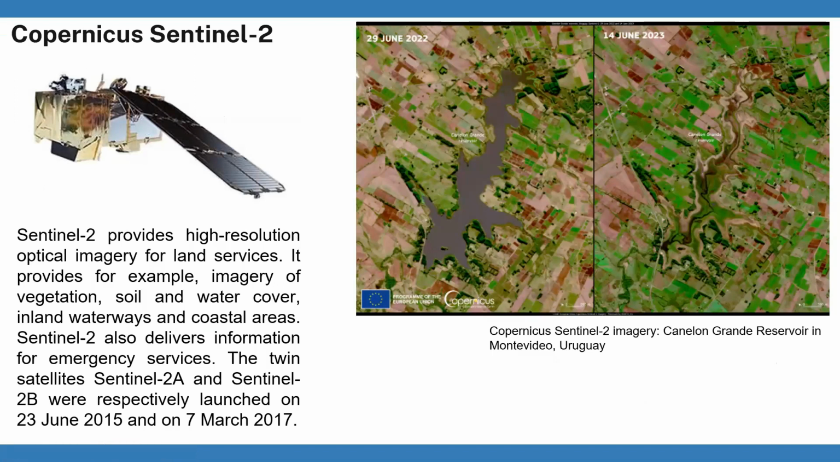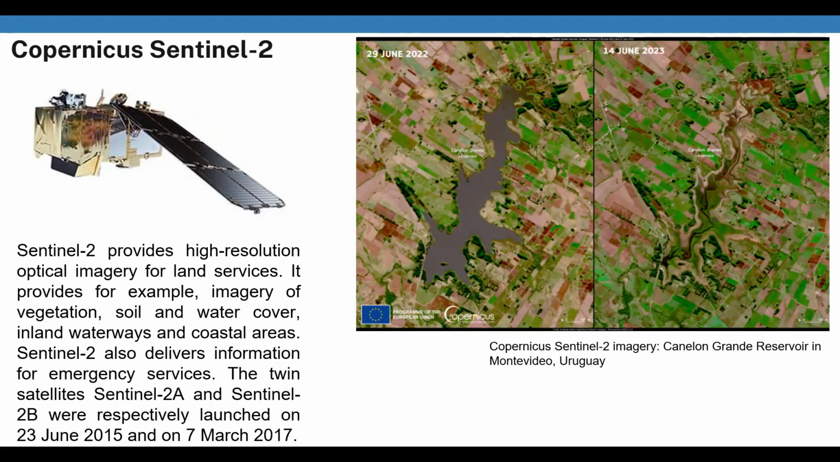What about Copernicus Sentinel-2? This mission provides high-resolution optical imagery for land surfaces. It provides, for example, imagery of vegetation, soil and water cover, inland waterways and coastal areas. Sentinel-2 also delivers information for emergency services. There are twin satellites, Sentinel-2A and Sentinel-2B, that were respectively launched in June 2015 and March 2017.